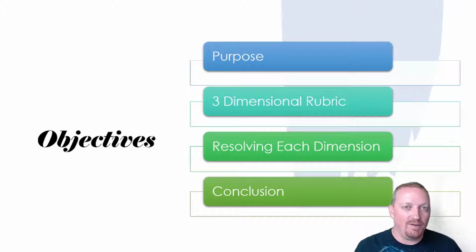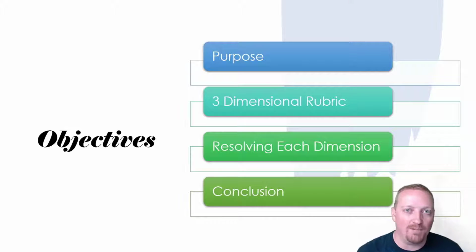And then we're going to look at each one of the different dimensions on that rubric and inspect ways of how we can resolve those issues. If there is a challenge on one of those dimensions, what are some of the strategies that the team can use in order to resolve those issues? So we're going to do that, and then we're also going to do a little wrap-up conclusion and go back over what it is that we learned.